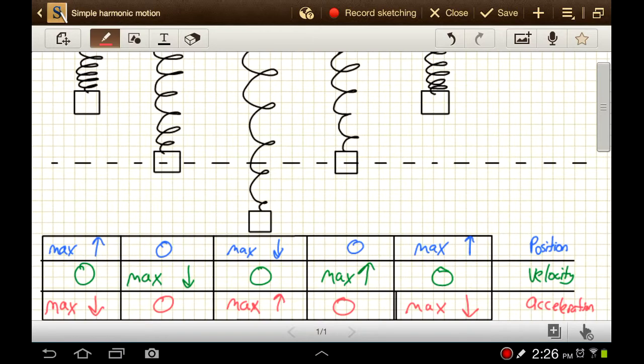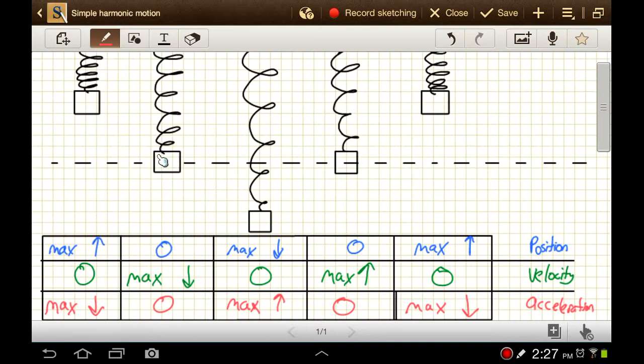That's always true. This tub is always accelerating toward equilibrium. If it's at equilibrium, it's not accelerating at all. And the farther away it gets from equilibrium, the larger the value of acceleration toward equilibrium it has. And so at this point, it's accelerating downward. It's going to speed up, speed up, speed up, moving downward, right up until this point.